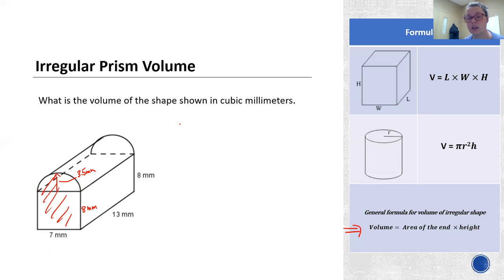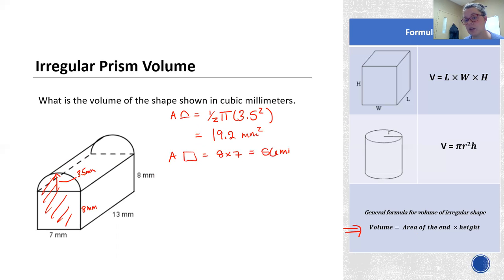In order to do our calculation, I always like to label things with shapes. So the area of a half circle is going to be half pi, oops, not 7.5, let me just erase that, 3.5 squared. So half pi r squared will leave us with 19.2 millimeters squared. The area of the rectangular part is equal to 8 times 7, which is 56 millimeters squared.